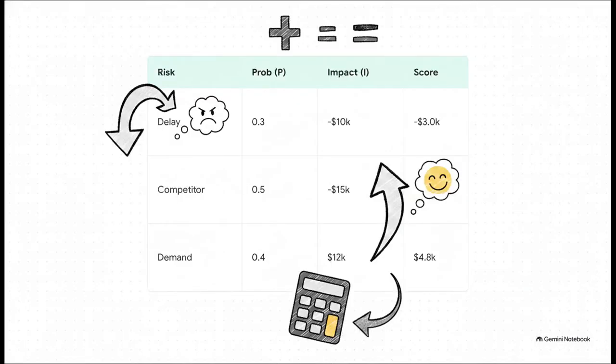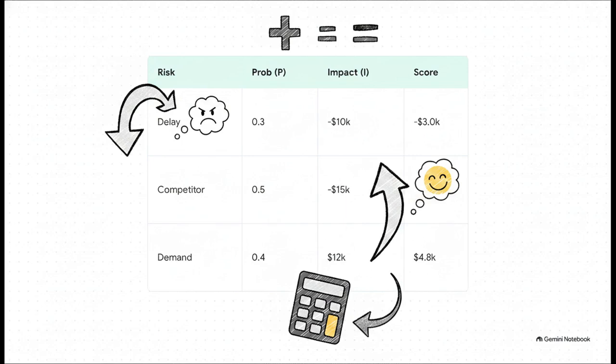Just to make sure we absolutely have this down, let's walk through a parallel example calculation. Let's take a competitor's new product launch. The probability is 0.5. The impact is negative $15,000. We multiply 0.5 by negative $15,000, and we get a negative risk score of $7,500. Conversely, consider a positive opportunity, like a sudden surge in market demand. A 0.4 probability multiplied by a positive $12,000 impact gives us a positive risk score of $4,800.